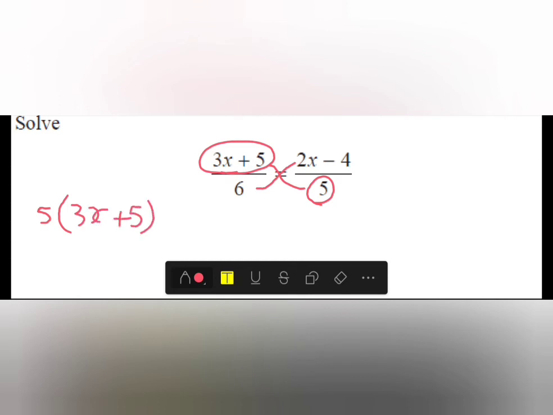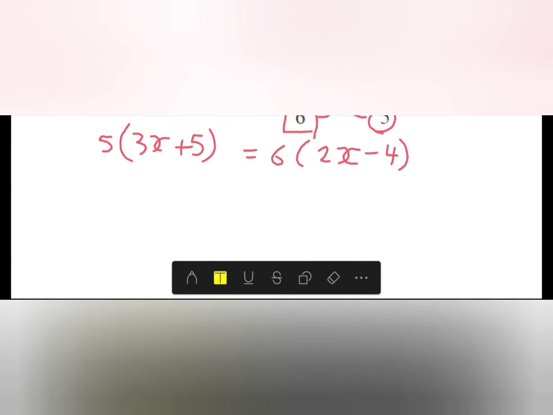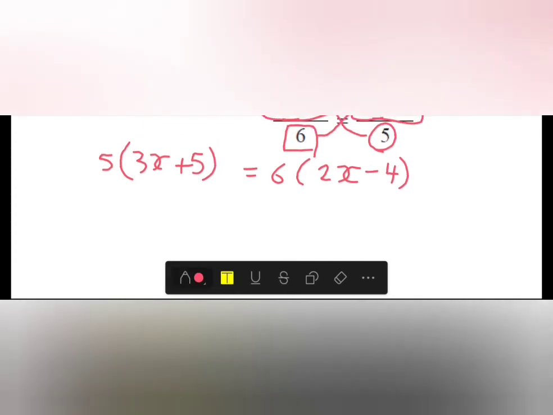And then same idea with the 6, I will write it as a bracket. And I will write the equal sign, of course. So 6 bracket 2x minus 4. And I'll close the bracket. Now, I'm going to factorize these two and then try to solve the equation. By factorizing, I'm going to multiply the ones outside and I'm going to multiply them inside. So 3 times 5 equals 15x. Good. And then 5 times 5 equals 25.